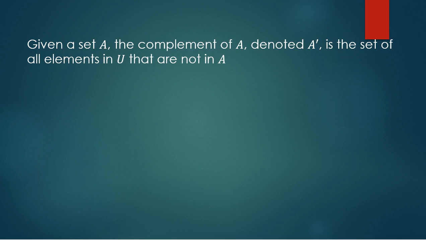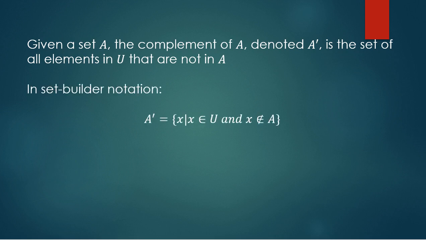So given a set A, the complement of A, and in the textbook it is denoted A prime. The other way that you can see this symbolized is A and then with a C in the upper right-hand corner. It's the set of all elements in the universal set that are not in our set capital A. In set builder notation, how we would state this is that A prime or A complement is the set of all X such that X is in the universal set U and X is not in our set A. Here's a real life sample.